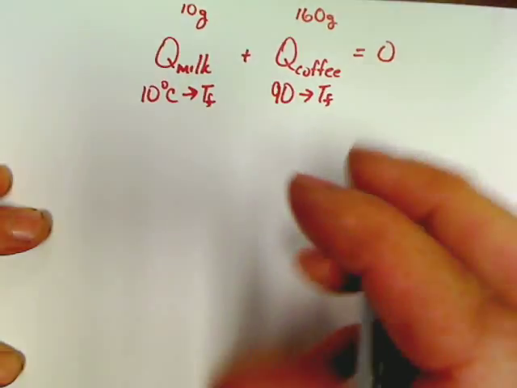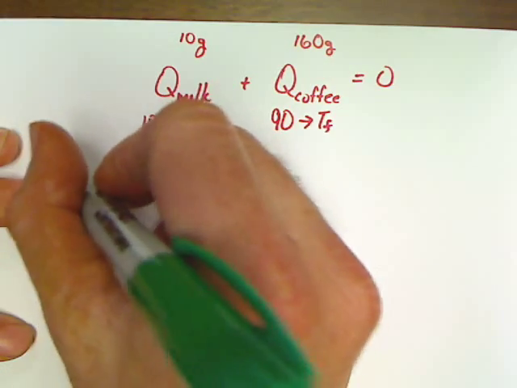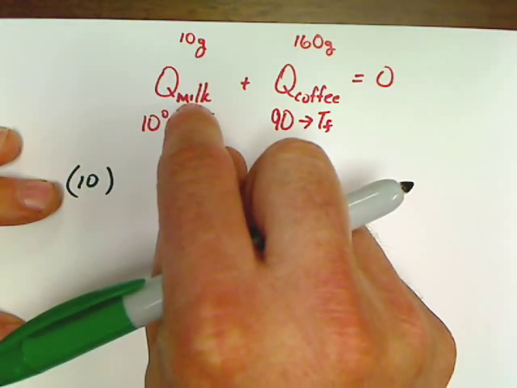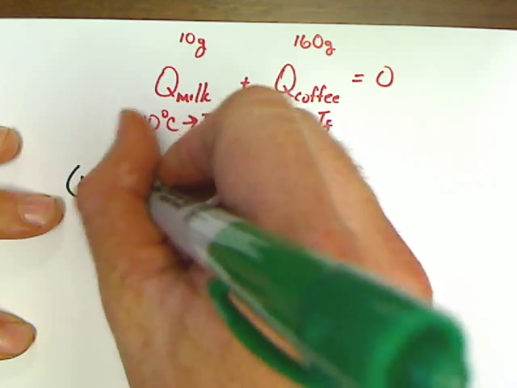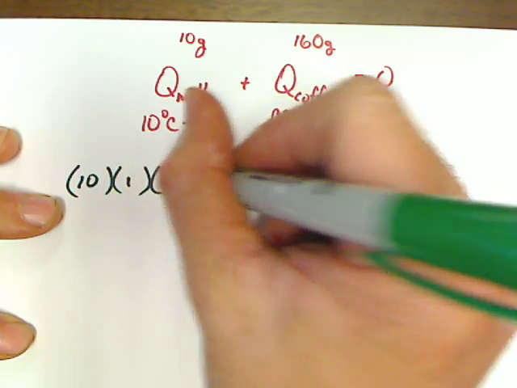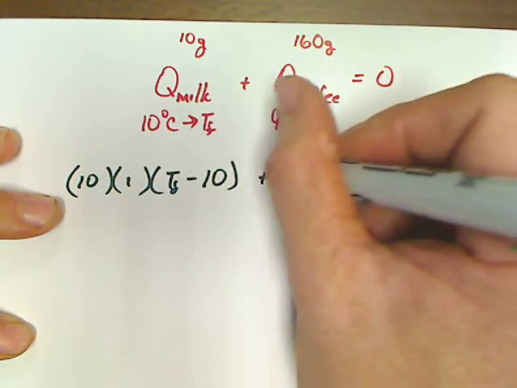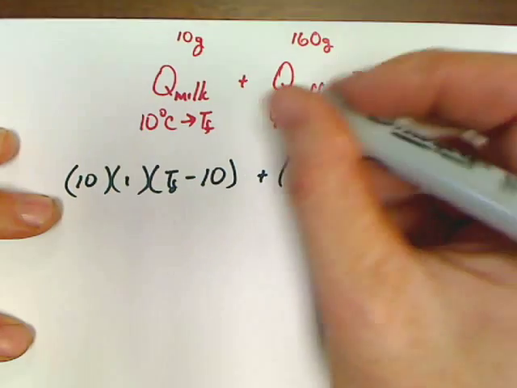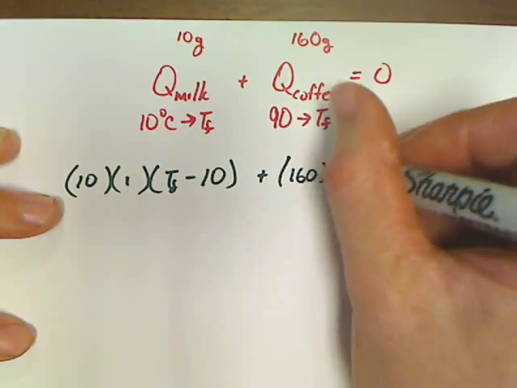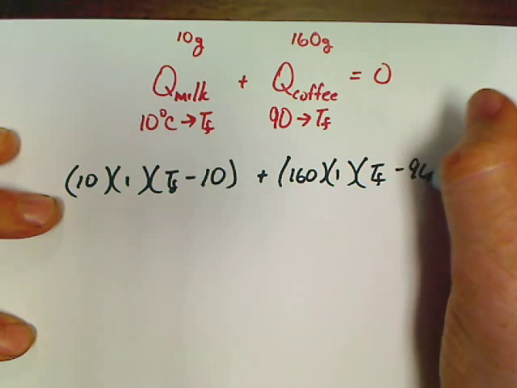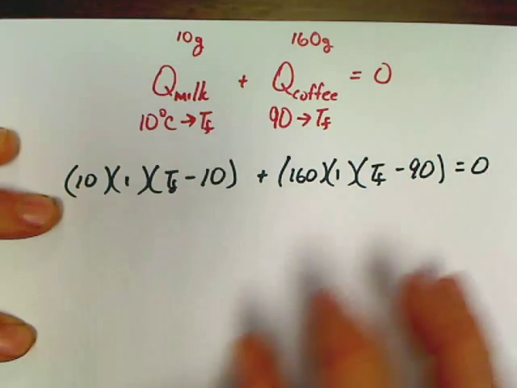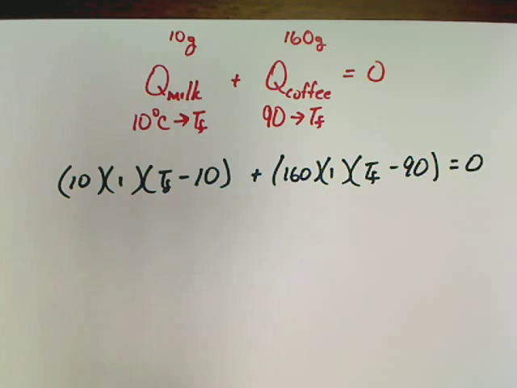All right, so that's an MC delta T, and that's an MC delta T. So I'm going to write 10. Now, I know this is milk, but milk is basically made out of water. So I'm going to say times 1 times TF minus 10 plus 160 grams of coffee, which is basically made out of water, times TF minus 90. Set it all equal to 0. This was probably the cleanest problem you've done so far.